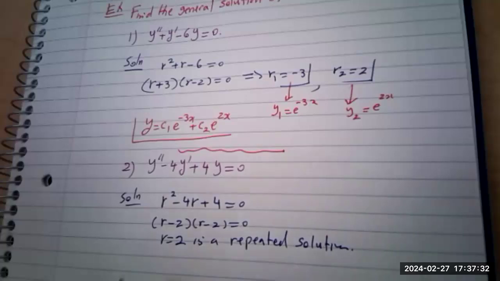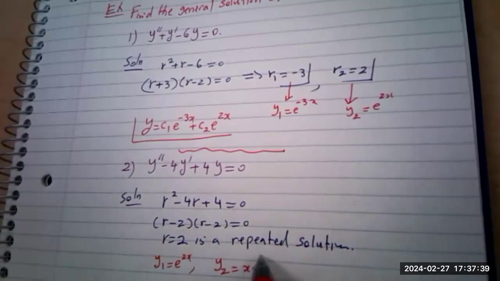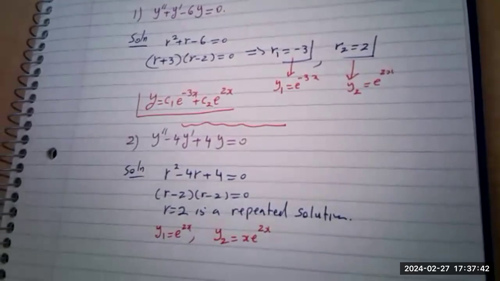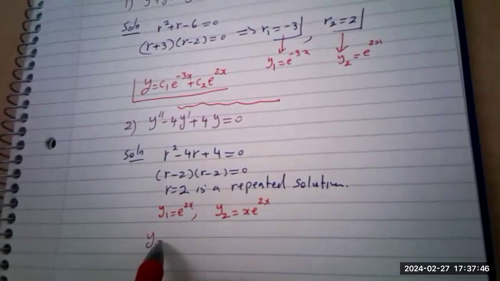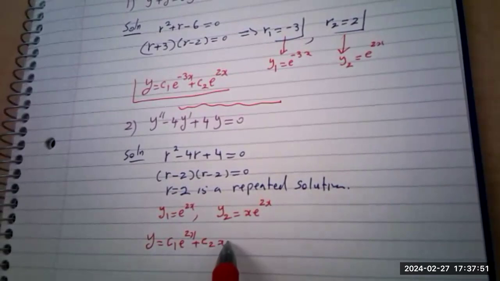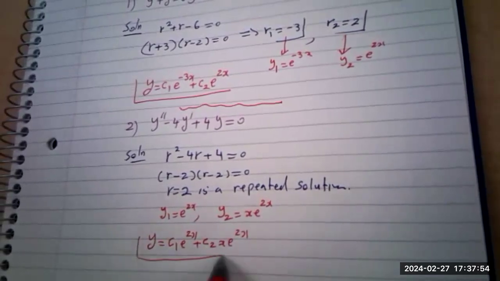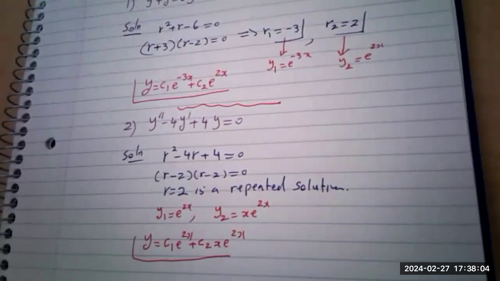So the corresponding solutions are going to be y1 equal to e to the 2x, and y2 equal to x e to the 2x. Again, you can write the result right away. So y is c1 e to the 2x plus c2 x e to the 2x, and you're done. Again, some people like to factor out e to the 2x. You don't have to. It's done. Any question?